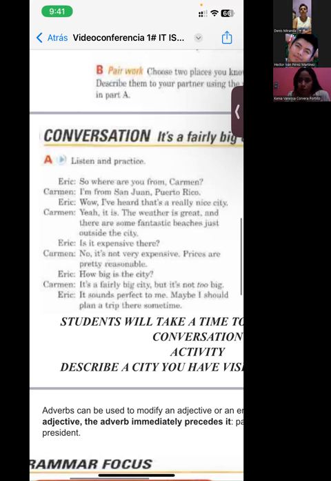Okay. Sí. So where are you from, Carmen? I'm from San Juan, Puerto Rico. Oh, I heard that. A really nice city. Yeah, it is. The water is great, and there are some fantastic beaches just outside the city. Is it expensive there? No, it is not very expensive, but it's very reasonable. How big is the city? It is a fairly big city, but it's not too big. It sounds perfect to me. Maybe I shall plan a trip there sometime.